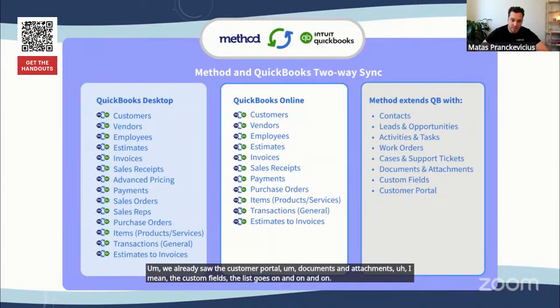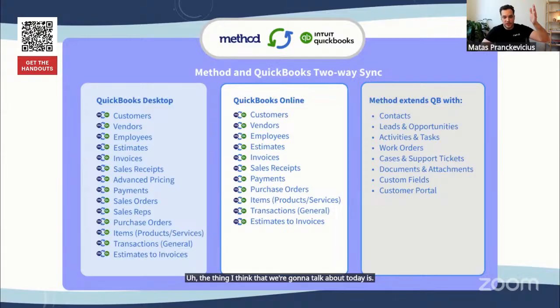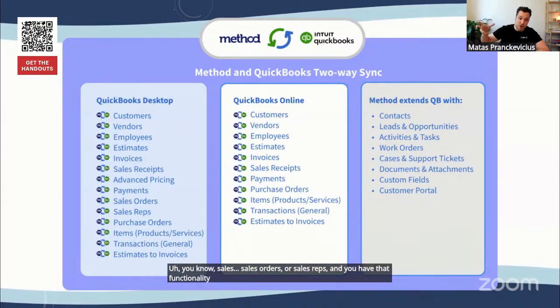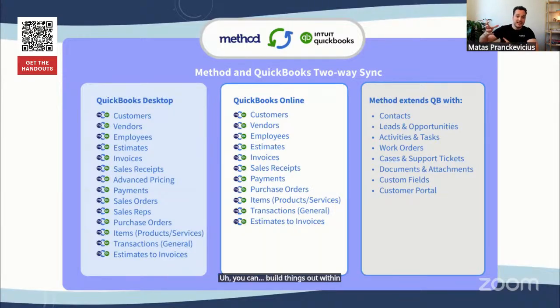The thing I think that we're going to talk about today is if you look on the desktop side and the online side, you're thinking in terms of that general ledger and that platform. But you should also consider the fact that all these things exist inside of Method itself, meaning that if you want to do something with, let's say, sales orders or sales reps, and you have that functionality, you want it in QuickBooks Online, you can build things out within Method to use it as a workaround in order to bridge that gap.